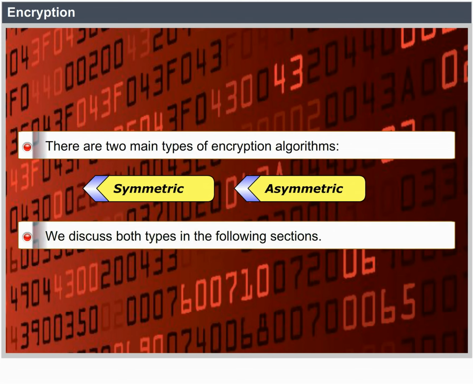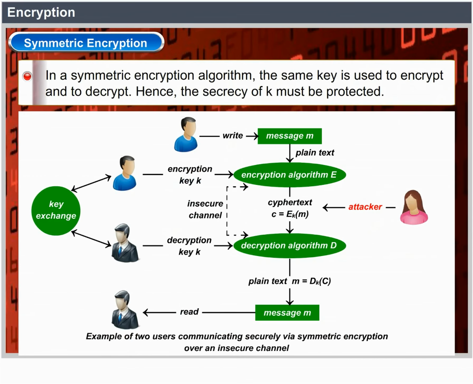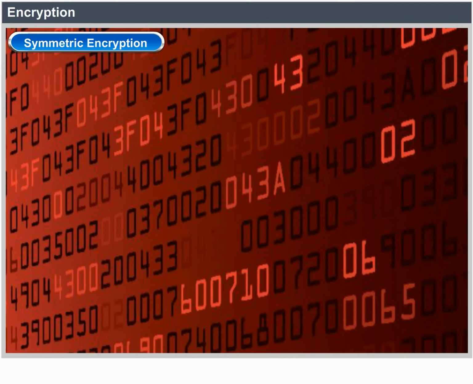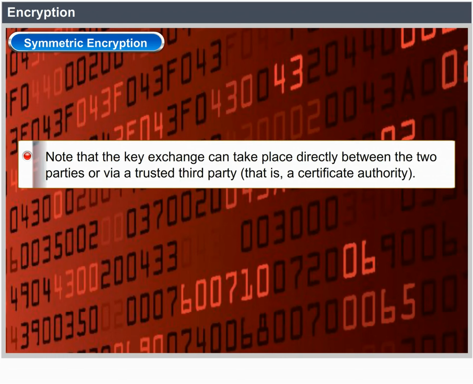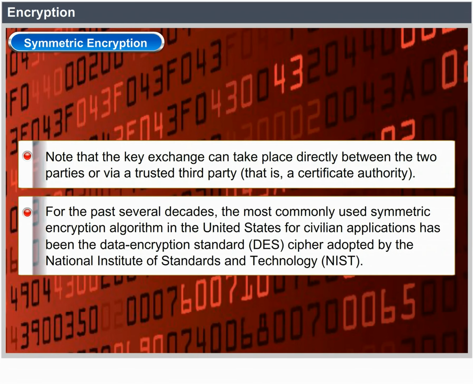Symmetric encryption. In a symmetric encryption algorithm, the same key is used to encrypt and to decrypt. Therefore, the secrecy of K must be protected. The figure below shows an example of two users communicating securely via symmetric encryption over an insecure channel. Note that the key exchange can take place directly between the two parties or via a trusted third party, that is, a certificate authority.